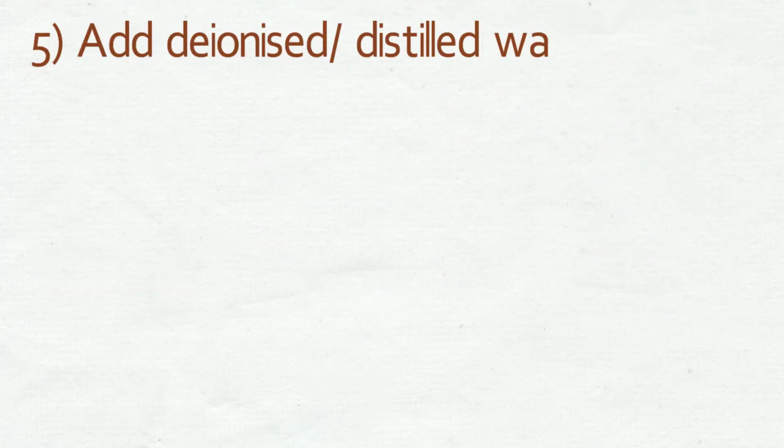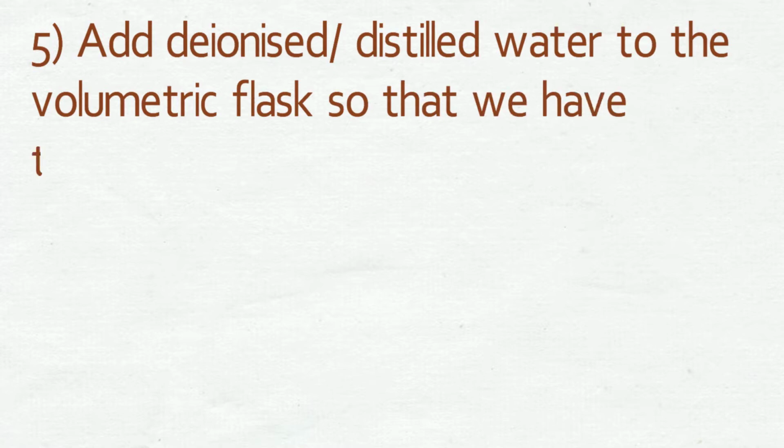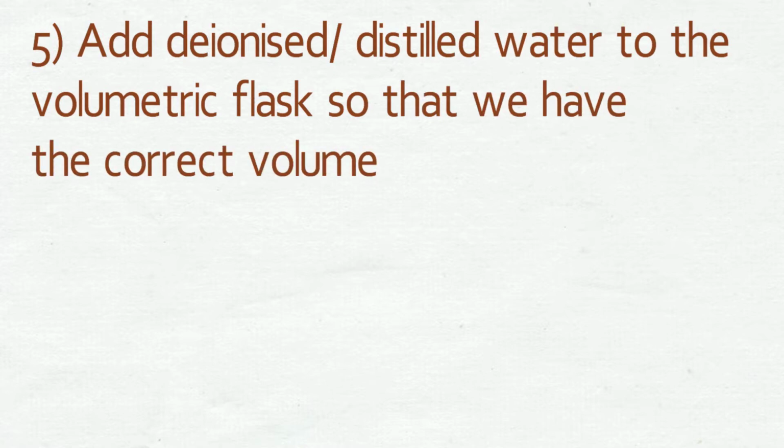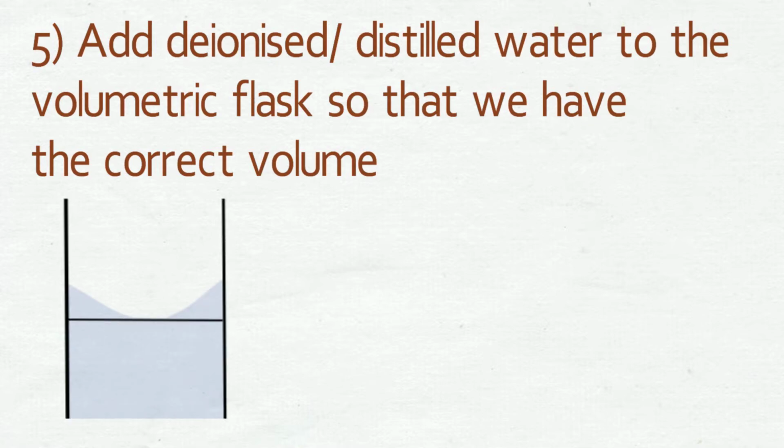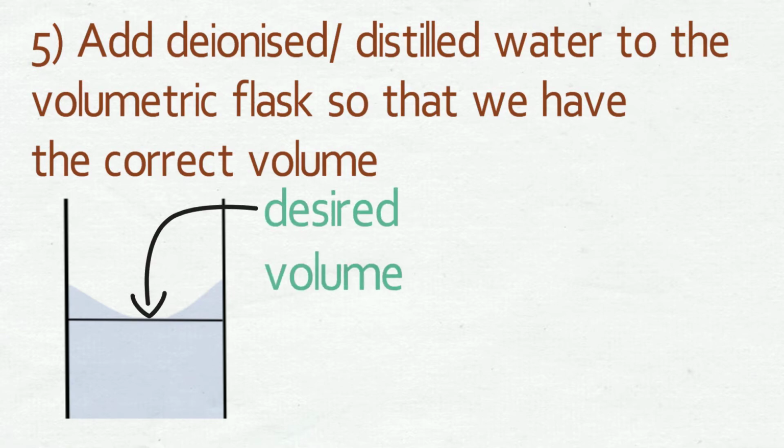Step number 5 is where we add deionized or distilled water to the volumetric flask. This is so that we have the correct volume of our solution. The water will be curved at the side of the top of the volumetric flask. This is known as meniscus. When we are measuring the volume in the volumetric flask, we need to ensure that the bottom of the meniscus is level with the volume mark on the flask.